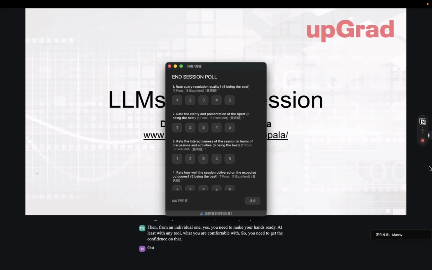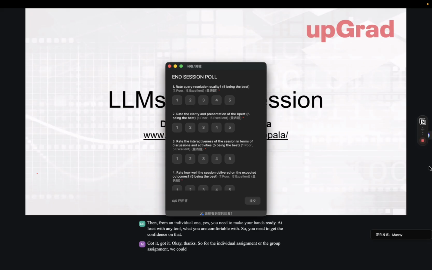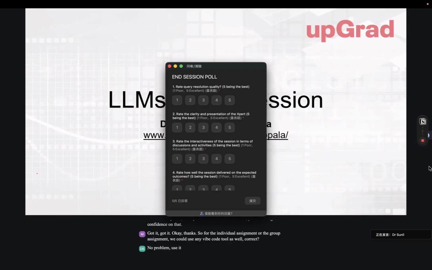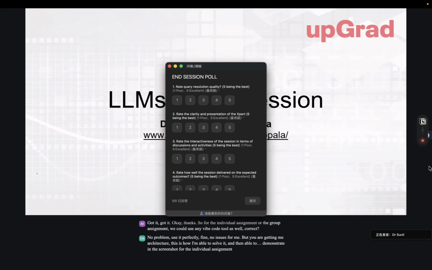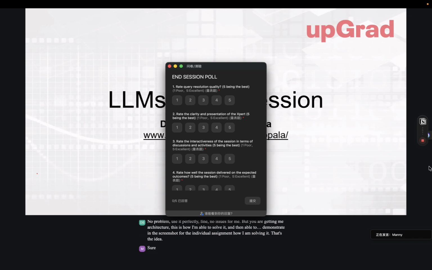Got it. Okay, thanks. So for the individual assignment or the group assignment, we could use any vibe code tool as well, correct? Use it. Perfectly fine. No issues for me. But you are giving me the architecture: this is how I'm able to solve it, and then demonstrate in a screenshot for the individual assignment how I am solving it. That's the idea. Sure. Got it. Thank you.